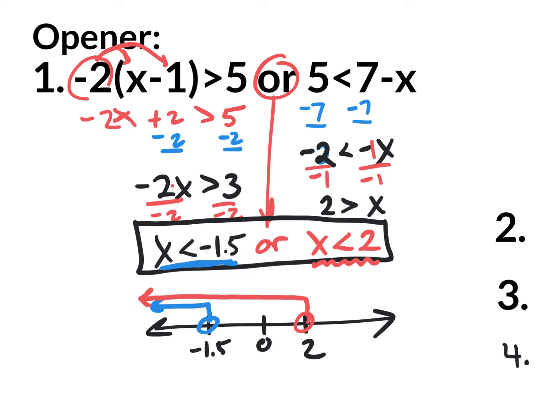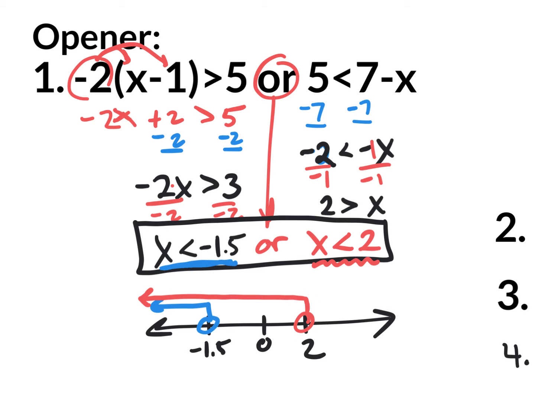I got a feeling that I'm not explaining this the best that I could be. Does it make sense? Yeah? Okay, the word and would mean both, which would be this inequality over here, x is less than negative 1.5. The word or, it's either one or the other, so you're going to begin with the first one that you see in the direction that the arrows are going, which would be x is less than 2.